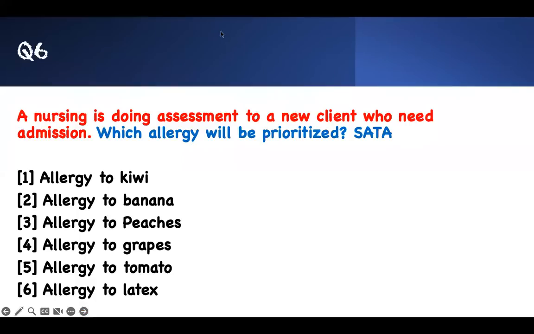Number 6. Which allergy will be prioritized? Select or apply. And this is doing assessment on a new patient who needs admission. Which allergy is more important? Say they have kiwi allergy. They say they have banana allergy, peaches allergy, grapes allergy. They have tomato allergy. And they have latex allergy.